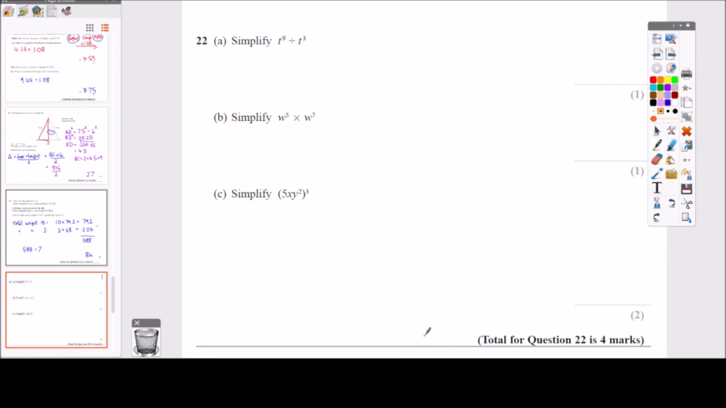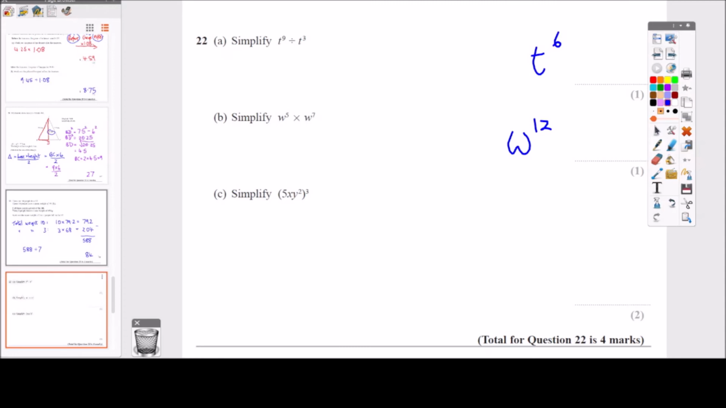Question 22. So when we're dividing, the index law says that we subtract the powers. 9 take away 3 is 6. So that's t to the power of 6. Similarly for part B, when you're multiplying, you add the powers. 5 add 7 is 12.